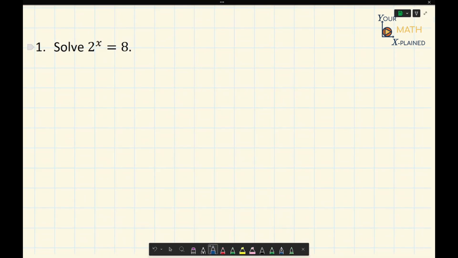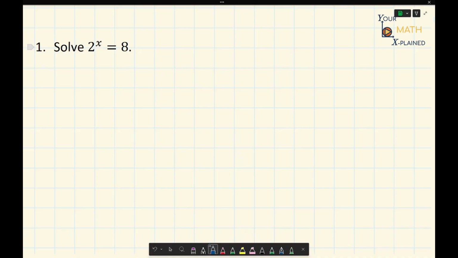So the first example, we're asked to solve 2 to the power of x is equal to 8. Well, obviously, we can just think about exponents and arrive at an answer that is 3, because we know 2 to the power of 3 is equal to 8. But what we should try to do is train our brain to rewrite the problem so that the bases are the same. This is a powerful method for tackling exponential equations.